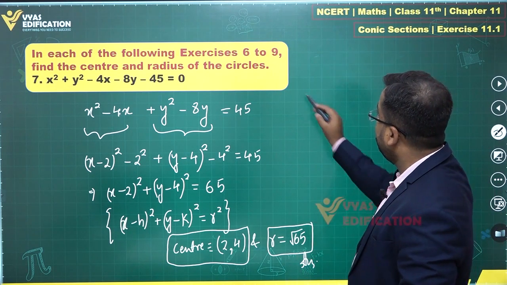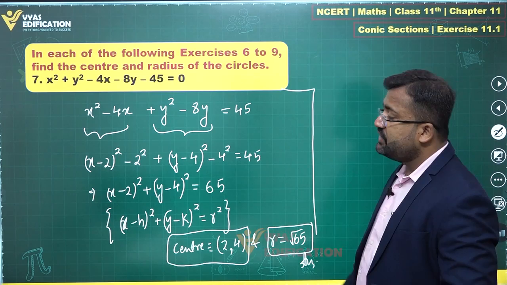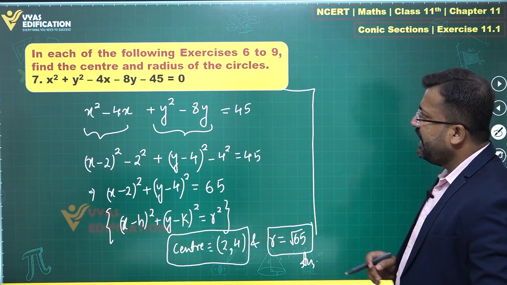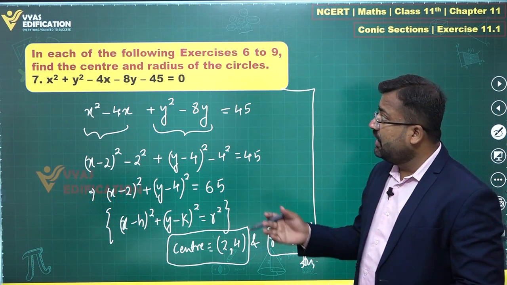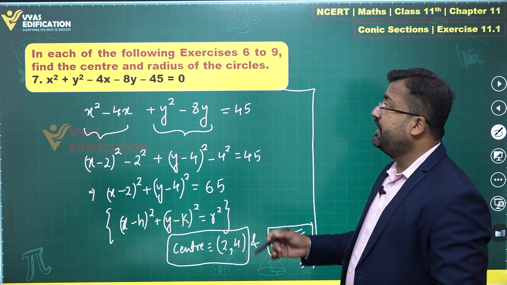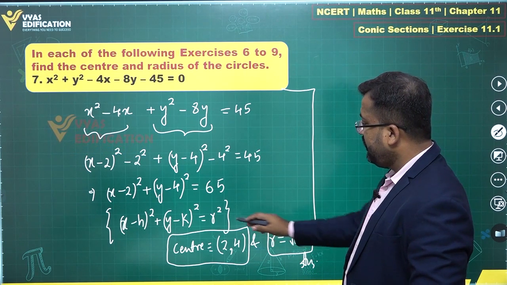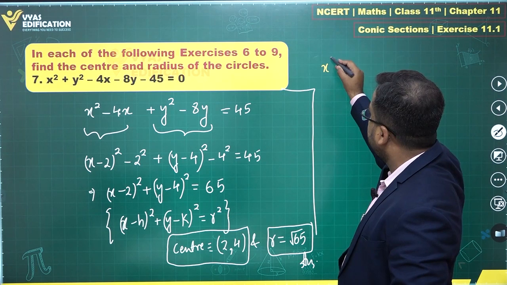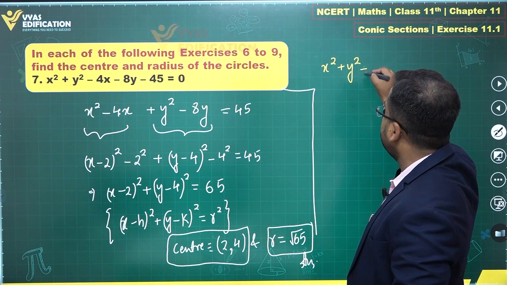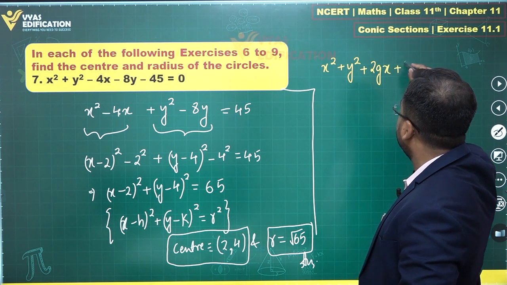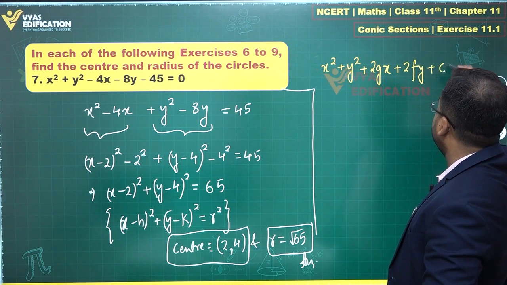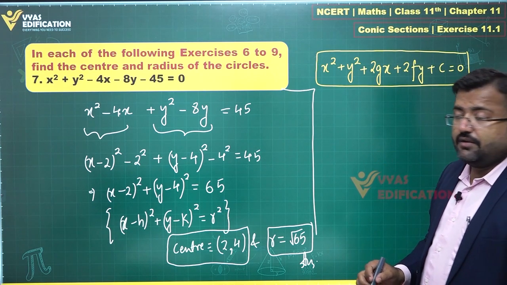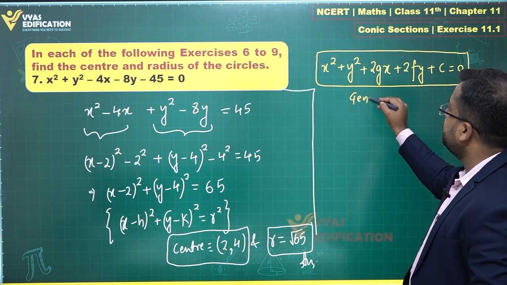But is this the only approach that we can follow for solving this kind of a question? No, this is not the only approach. We can understand some more points of theory and then we can solve this question in a different way altogether. Let's see. If you have any equation that finally converts to the form x square plus y square plus 2gx plus 2fy plus c is equal to 0, this is the general equation of a circle.